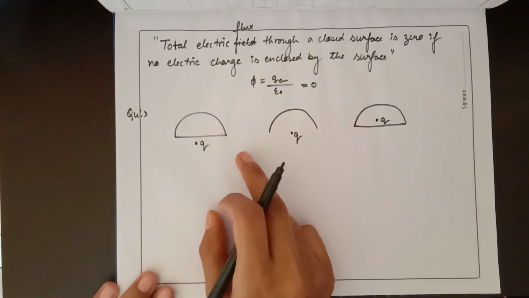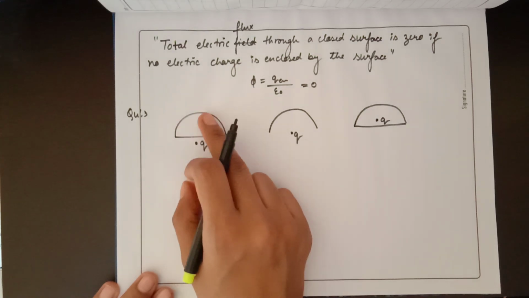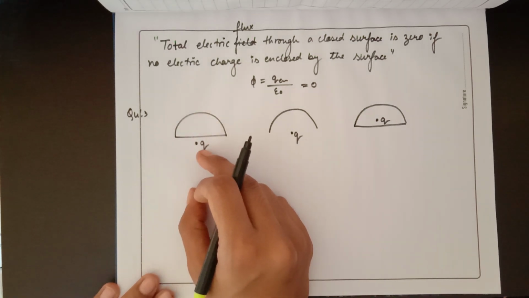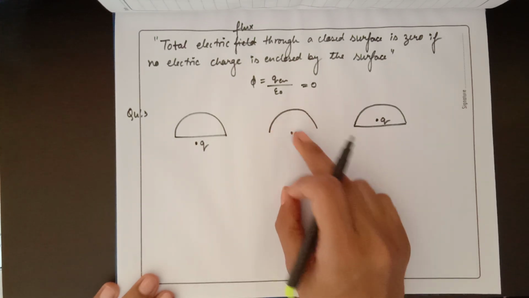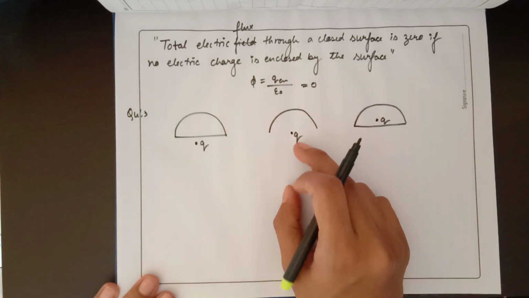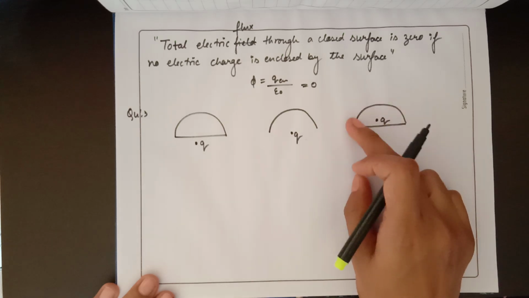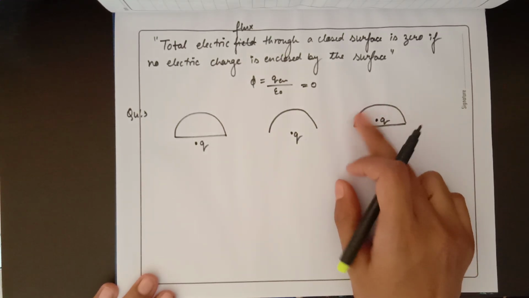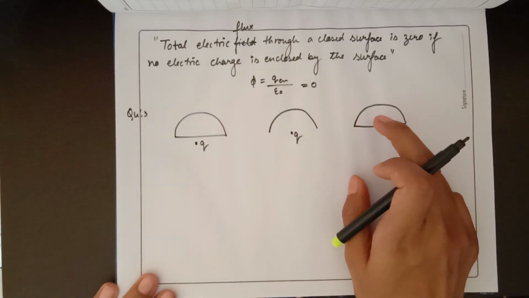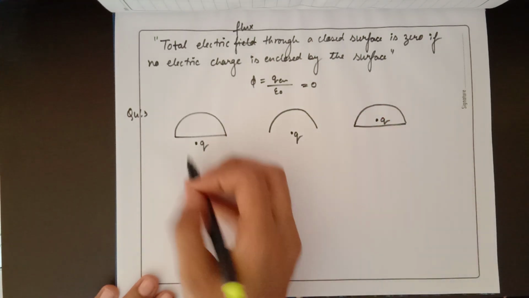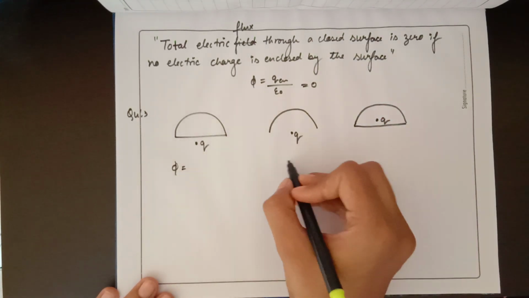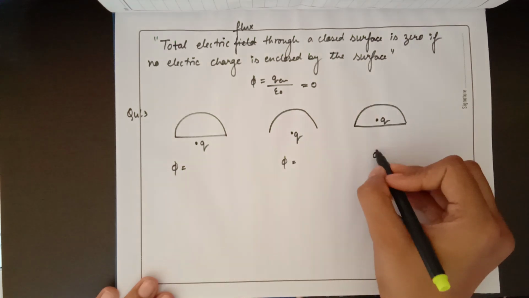Here you can see 3 cases. This is a surface and charge q is placed just outside this, and we have an arc here, and q is placed in the center of this arc, and again we have a half circle. This is a surface, and inside it we have charge q. So what will be the flux in this case, and in this case?